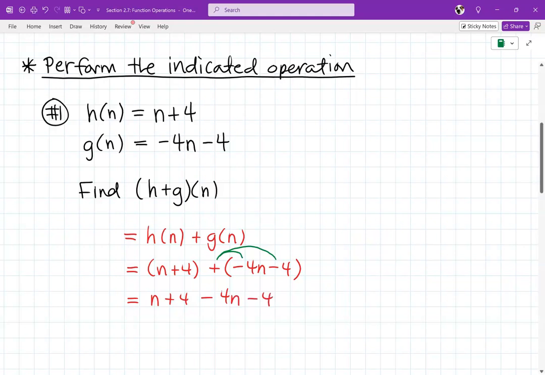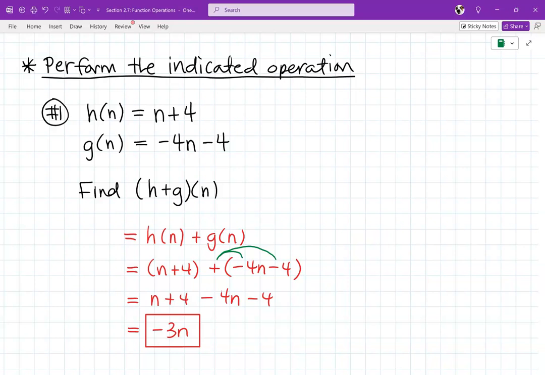Now just combine like terms and we're done. That's it. So n minus 4n is negative 3n. And 4 minus 4 is 0. So here's your answer to this problem. Okay? Now there might be a time later on where they might ask us to plug in a number, but for now we're just going to leave it like this.